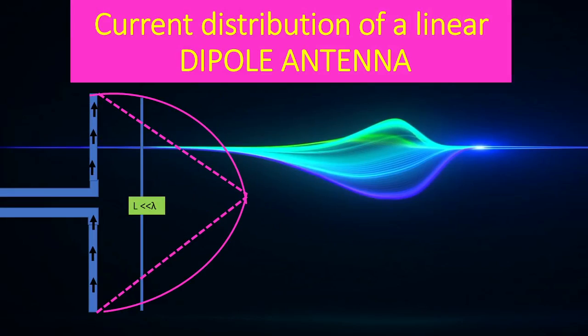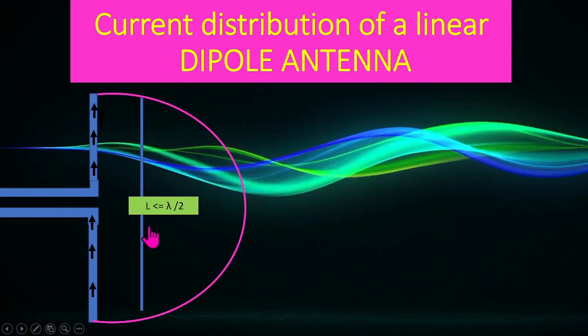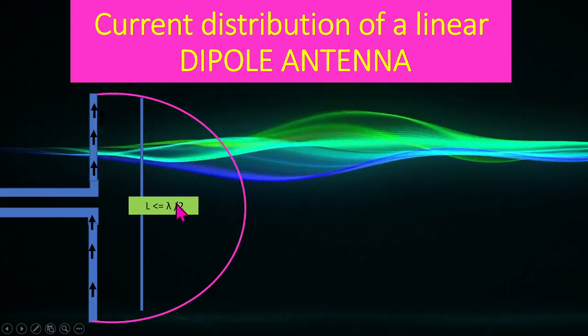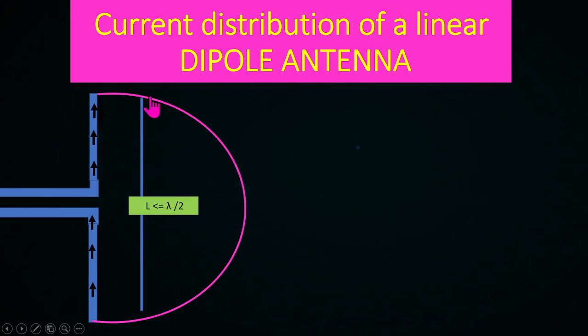And we can also see the current distribution of a linear dipole antenna. When this length is very much less than lambda, where lambda is the wavelength, you will be getting the hypothetical current distribution like this, but in practice we'll be getting the current distribution like this. The second case is when the length of the antenna is less than or equal to lambda by 2, this semicircle formation of the current distribution will be there.